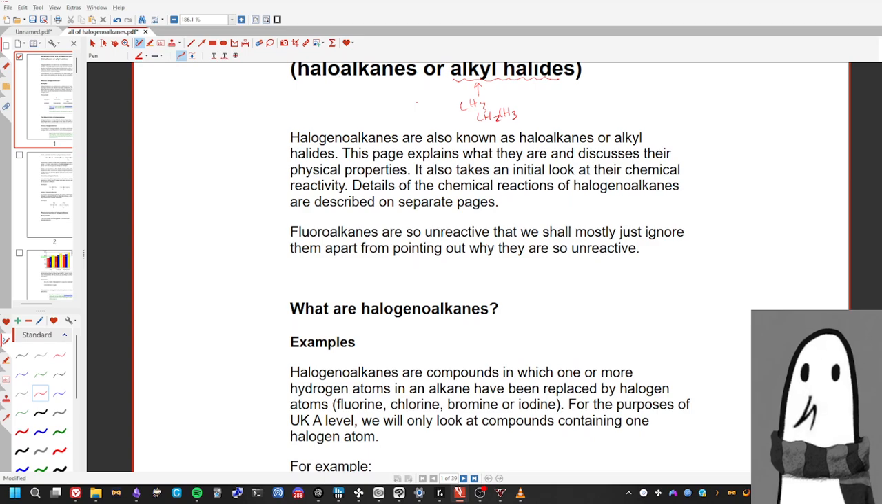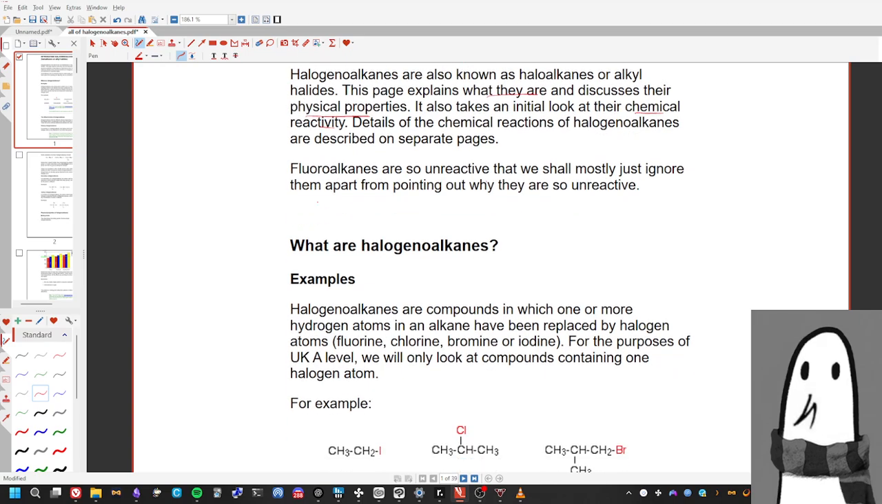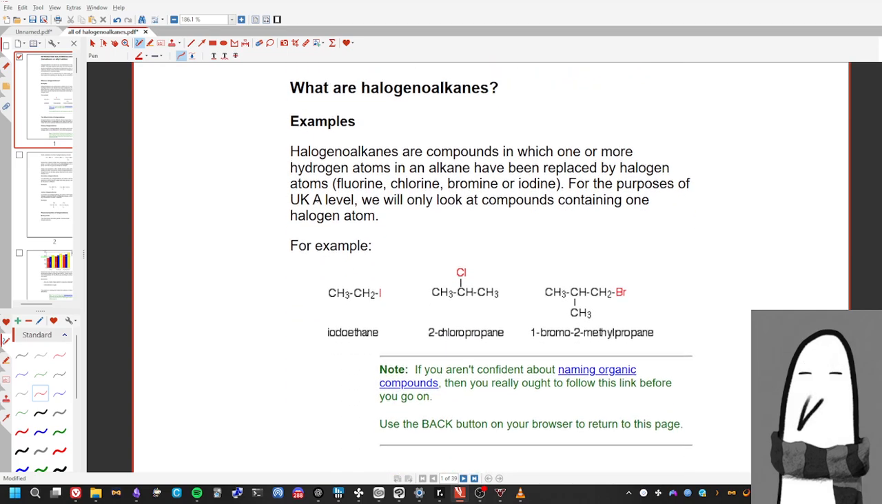Specifically right now we're going to be talking about what they are, physical properties, and also chemical reactivity. Then details of chemical reactions are described later on. Fluoroalkanes are extremely unreactive, so we shall mostly ignore them, other than pointing out why they are. So, what are halogen alkanes? They're compounds in which one or more hydrogen atoms in an alkane have been replaced by halogen atoms.